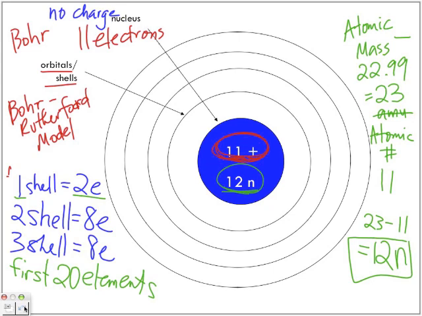So before I move on to shell number 2, I must have my first shell filled. Before I move on to my third shell, I must have my first and second filled before I can go to my third. So I know I have to fill in 2 electrons in the first shell, right? My second shell, if I fill in all 8, I'll have a total of 10, which means we're going to have one more shell to fill in, that third shell.